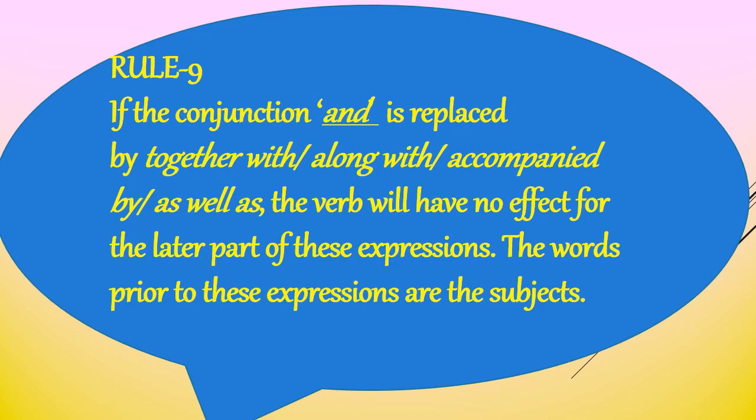Rule 9: If the conjunction and is replaced by together with, along with, accompanied by, as well as, the verb will have no effect from the latter part of these expressions. The words prior to these expressions are the subjects. Meaning if the subject is singular, it will remain singular. If the subject is plural, then also it will remain the same.